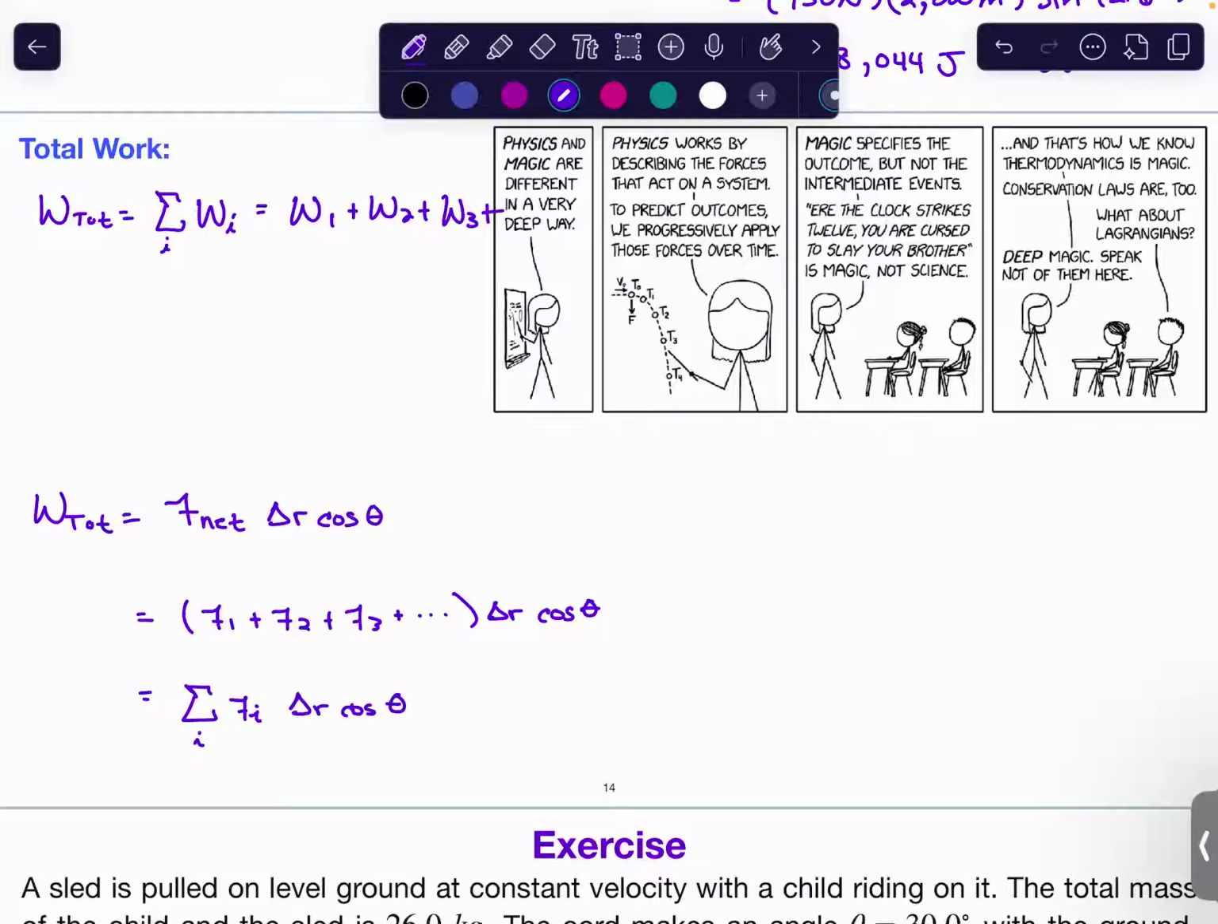This is one of the reasons we use indices, because if you didn't use the index, you might think that you're doing a sum over all delta r's and cosine of thetas as well, but you're not. It's only the sum over all the forces present. You see, only the force has the index on it with sub i.